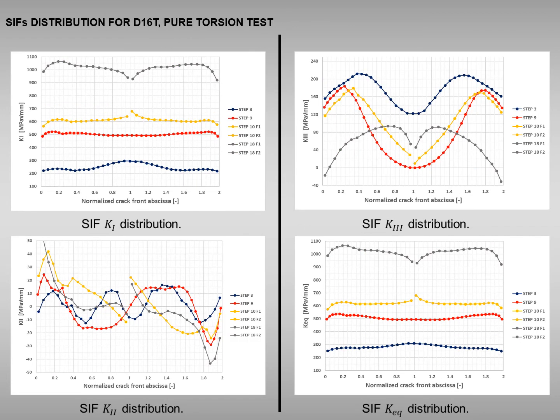Here, the stress intensity factor distribution is shown for D16T in torsion tests. The first propagation steps were not reported. As in the first propagation step, a very small tensile load was superimposed on the torsional one in order to facilitate the numerical crack propagation. The first step taken into account was step 3, here reported in blue. Step 9 is the last step before crack front separation, whereas step 10 is the first step after crack front separation.